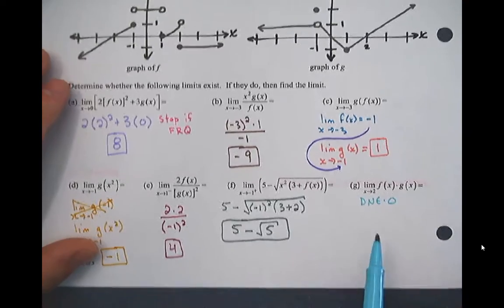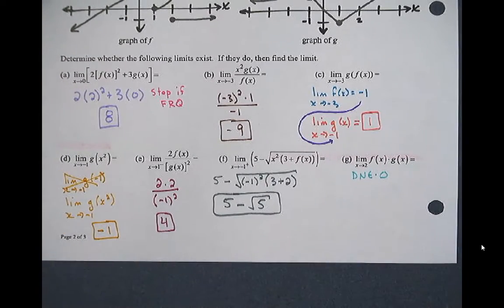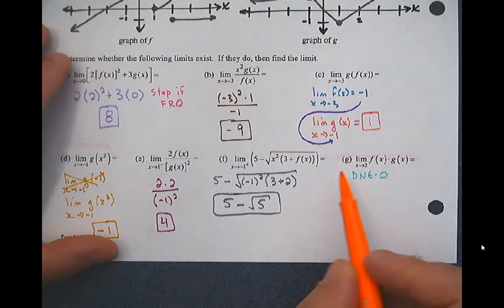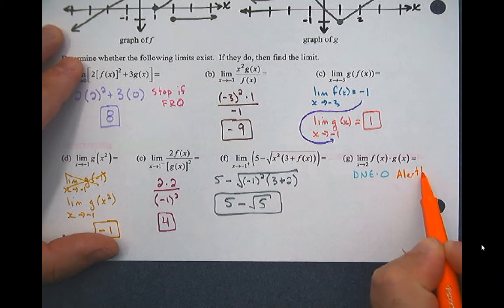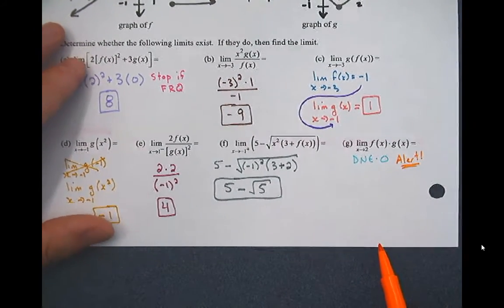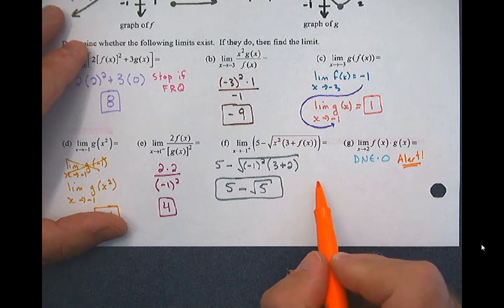Now, I'm thinking the answer is still going to be 0. Or DNE, I mean. Sorry, DNE. But we have to double check. The way we double check is we look at the one-sided limits. So this is an alert. This is something that takes a little bit more thinking than the other ones did.